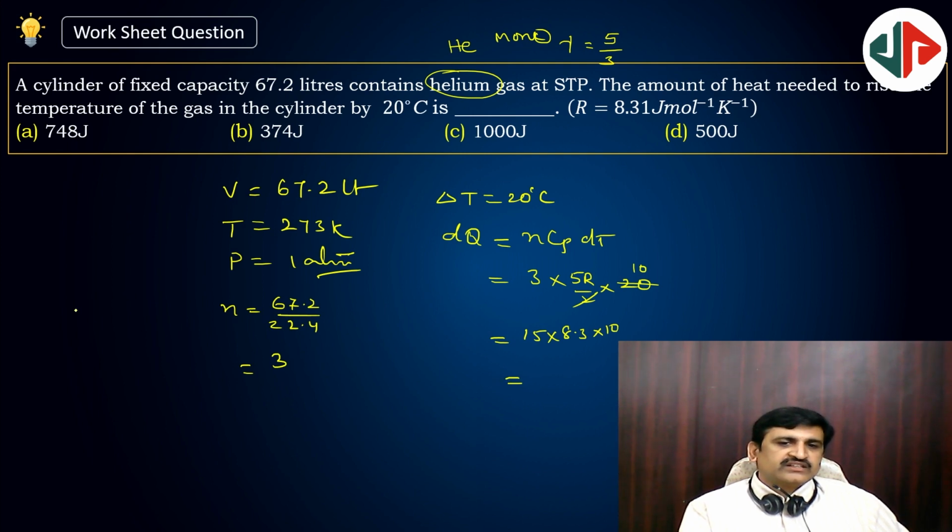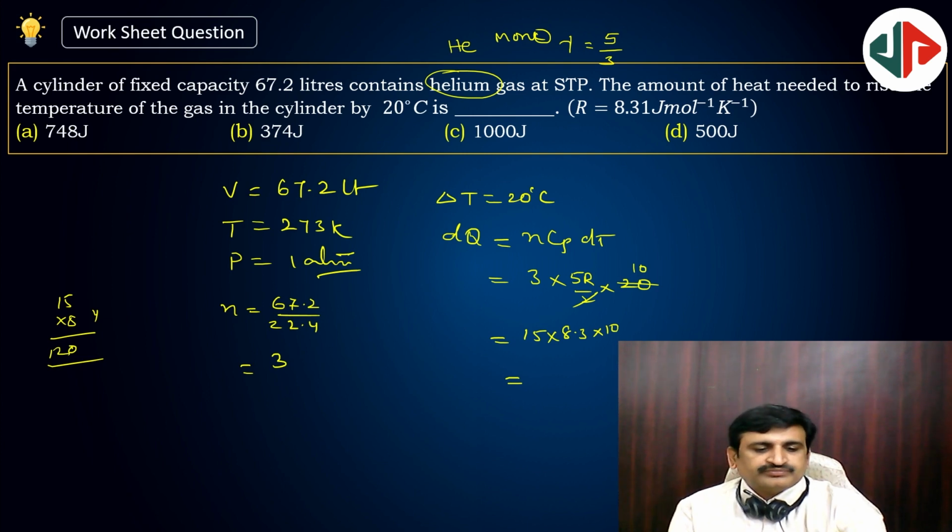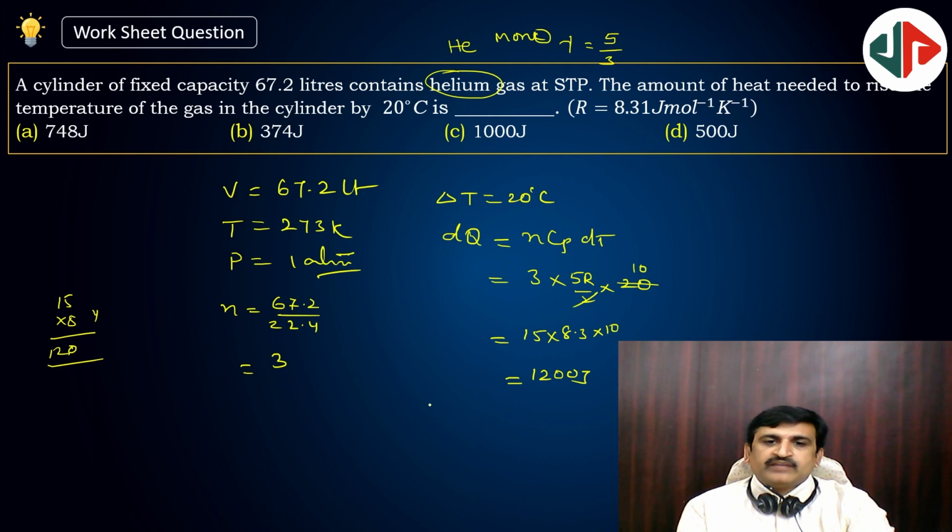So it's going to become 1200 joules roughly. But here I took Cp, right? As he didn't mention, I considered Cp. But on reading the question again, since there is no option, a cylinder of fixed capacity, it should be a constant volume process, because it's using the words fixed capacity. So it's my mistake. I shouldn't do this one.